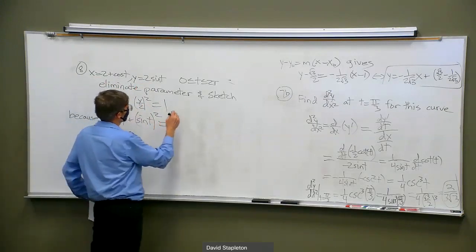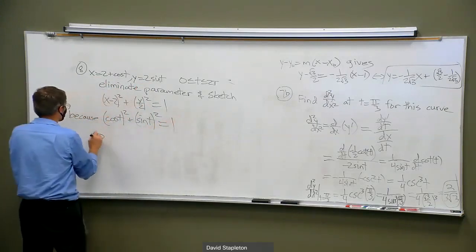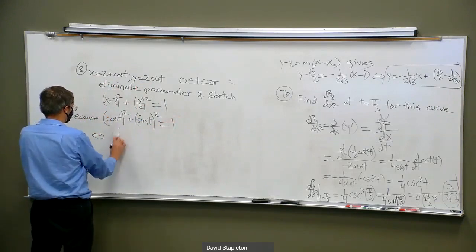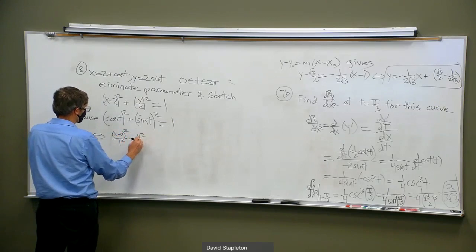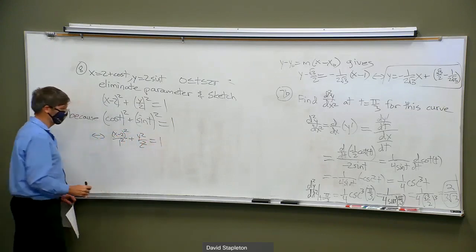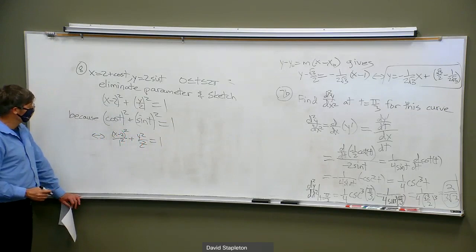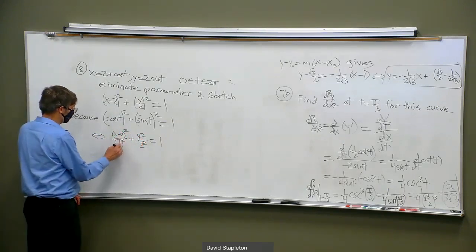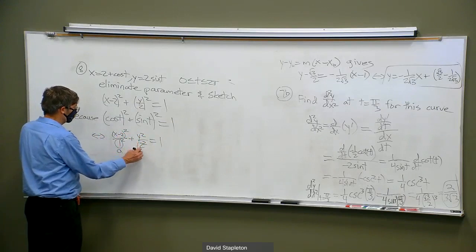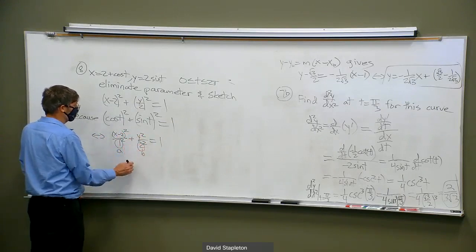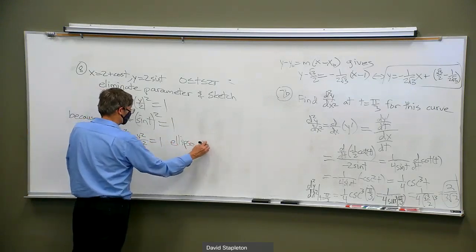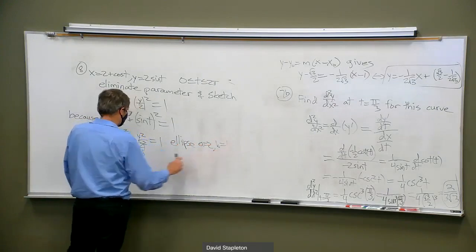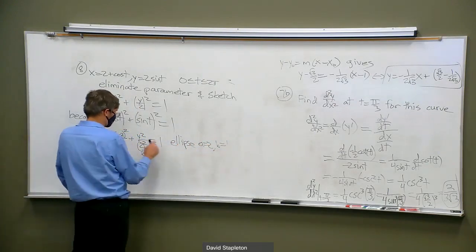This should look like something you know. This is equivalently (x minus 2) squared over 1 squared plus y squared over 2 squared equals 1. And that looks like an equation for what? (x minus x naught) squared over a squared plus (y minus y naught) squared over b squared. This is an ellipse, right? That's the standard equation for an ellipse with a equals 2, b equals 1. It's centered at (2, 0) because it's shifted there.